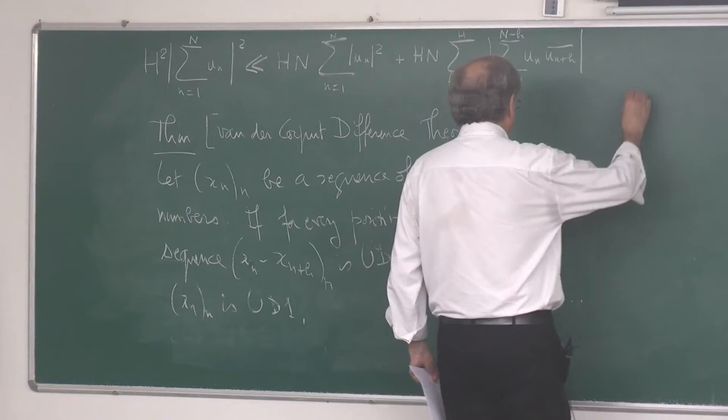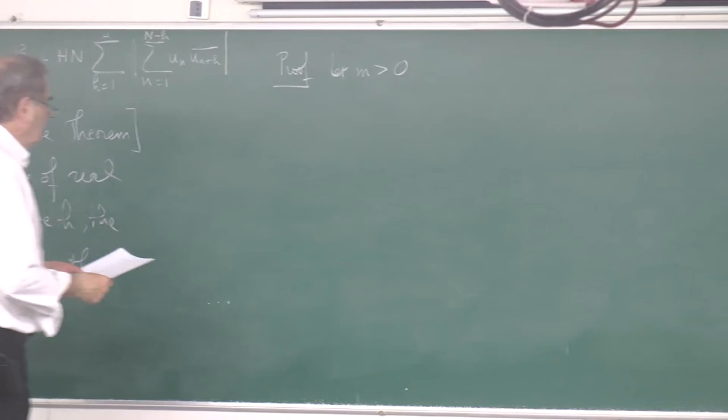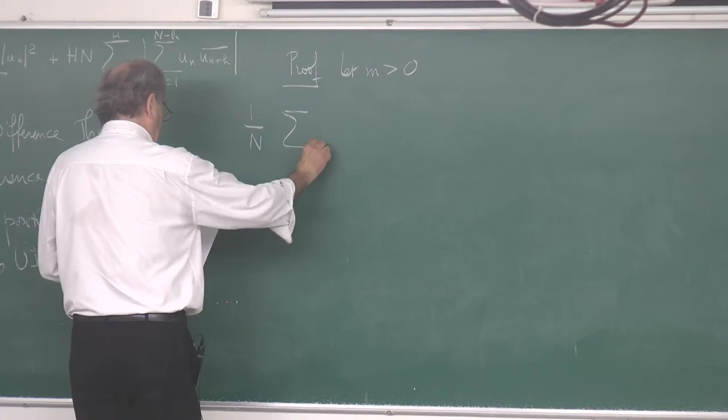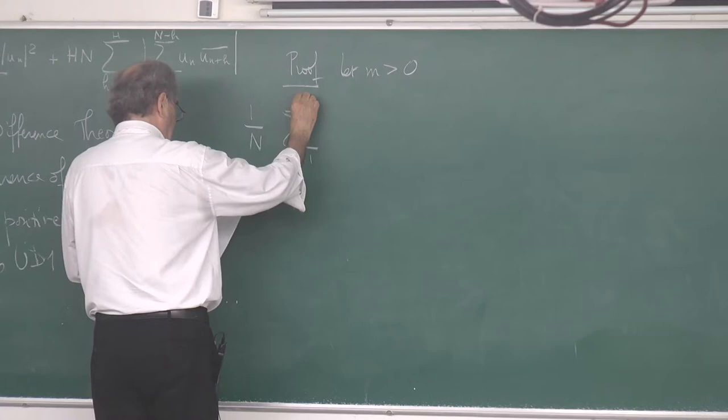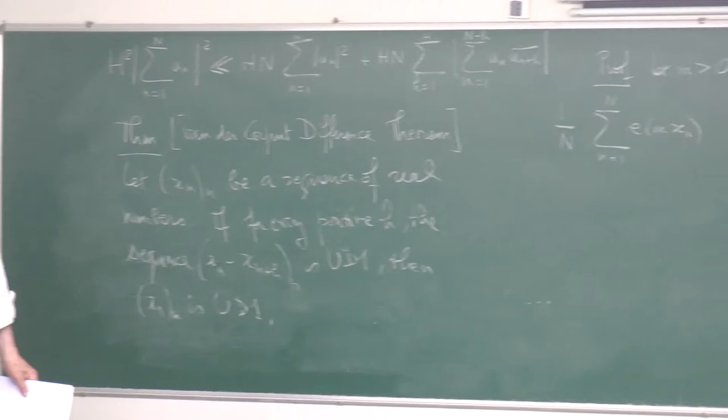Okay, so the proof. You let m be a positive integer, and you are trying to compute 1 over n, sigma n from 1 to capital N, of e of m xn. And what you expect is that this, when n is tending to infinity, is tending to 0. And if you can get that, then it's fine. By Weyl's criterion, your sequence is okay.